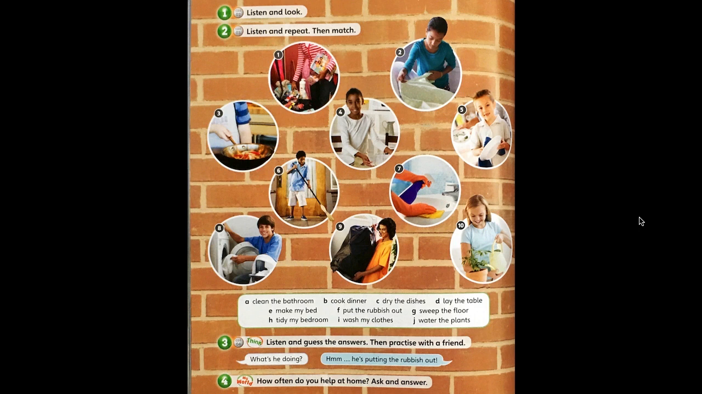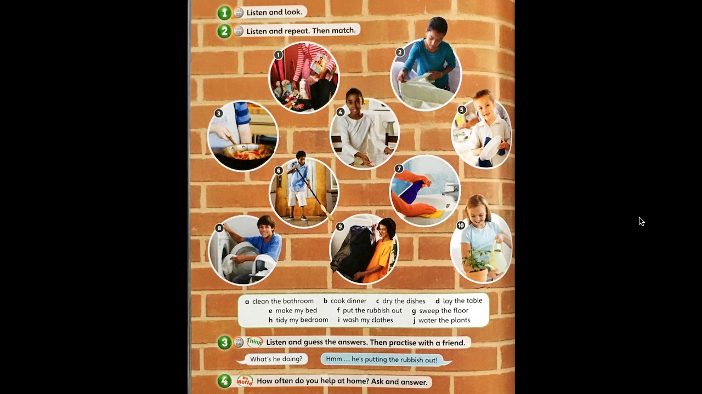Okay, let's go to number four now. What is the answer for picture number four? Which letter? Okay, it's letter D. Lay the table. Do you lay the table? Do you help your mom and lay the table? Yeah, I know some of you do that.